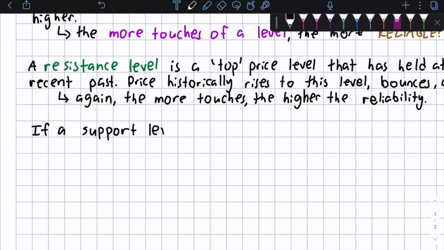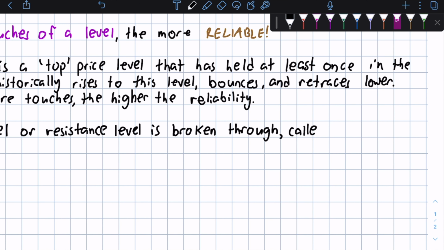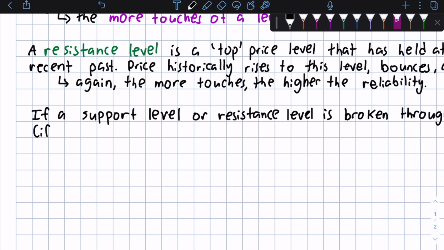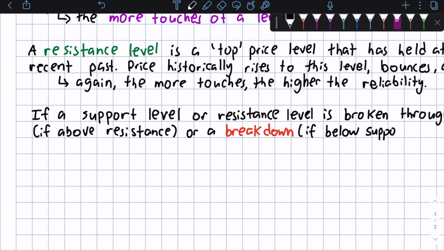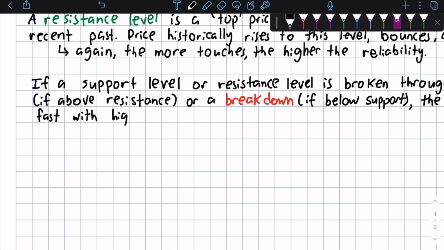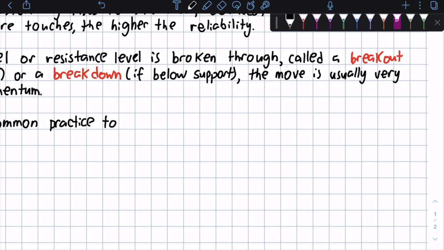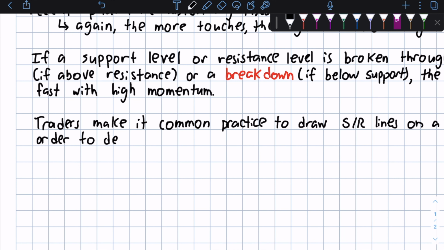If a support level or resistance level is broken through, which is called a breakout if above a resistance level, or a breakdown below a support level, the move is usually very fast with a high level of momentum. Traders often draw support and resistance lines on higher time frame charts in order to outline where bounces may occur intraday if they're trading intraday, or intra-week if they're trading as swing traders.